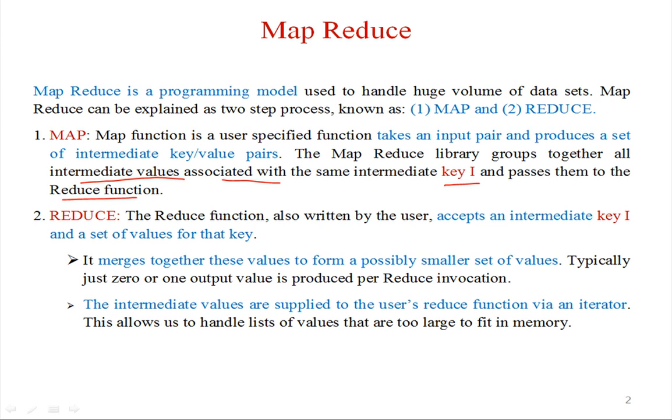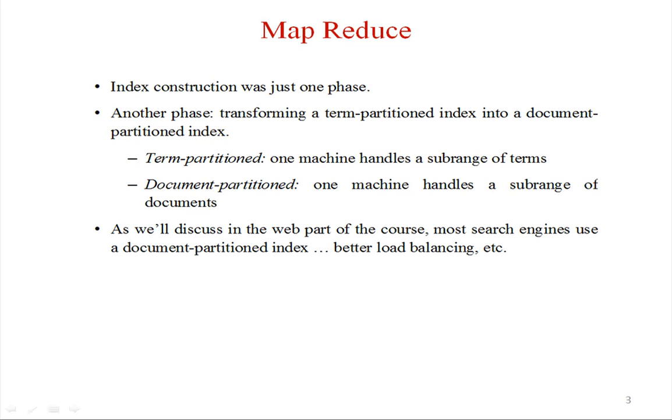The reduce function, also written by the user, accepts an intermediate key and the set of values for that key. It merges together these values to form a possibly smaller set of values, typically just 0 or 1 output value produced per reduce invocation. The intermediate values are supplied to the user's reduce function via an iterator. This allows us to handle a list of values that are too large to fit in memory.